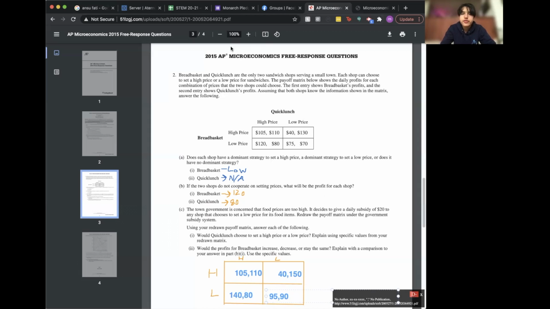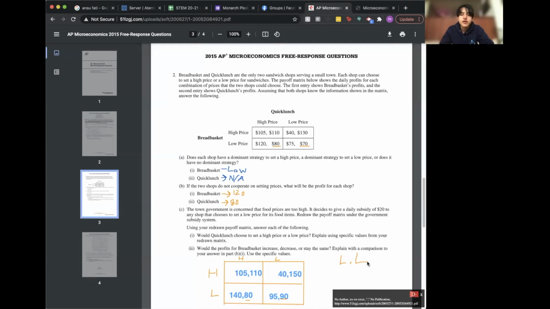Now the comparison is between 80 and 90. So instead of 80 and 70, the comparison is between 80 and 90. So now it'd be beneficial for Quick Lunch to also set a low price. So they would both set a low price. That answers question 1. And then it's asking, would the profits for Breadbasket increase, decrease, or stay the same?